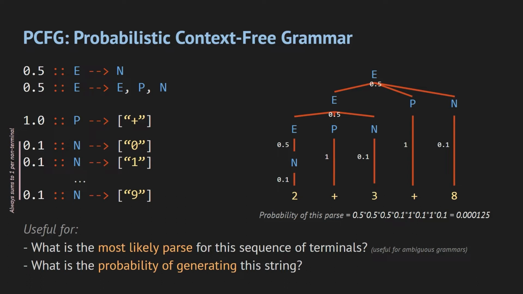For example, here, the sum of 3 digits being generated has a probability of 0.01%. If the grammar is ambiguous, that is, if a sequence can have multiple derivations, these probabilities allow us to determine what is the most likely parse for the sequence of the terminals.